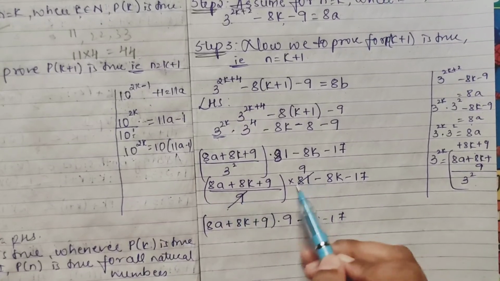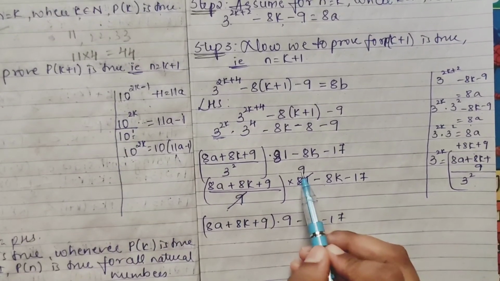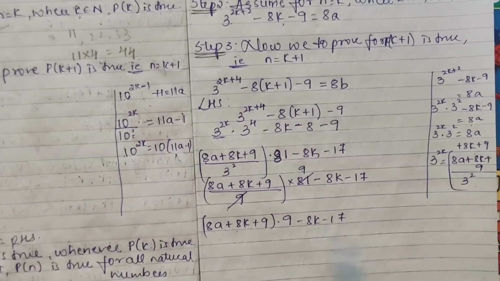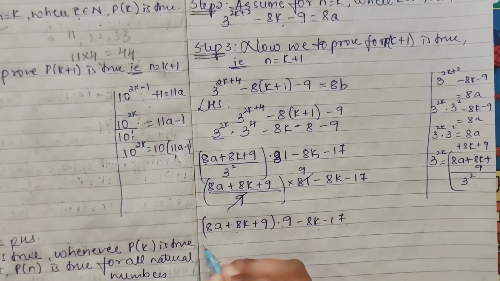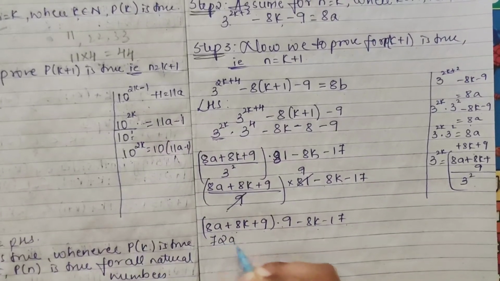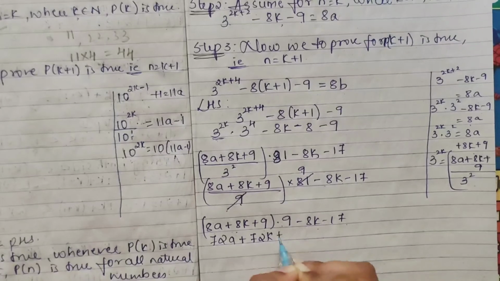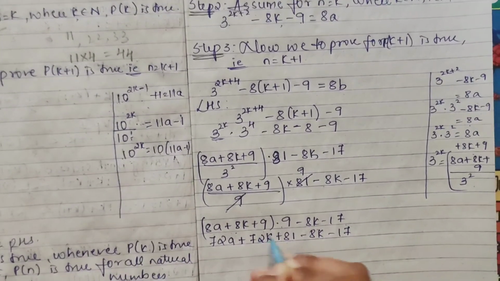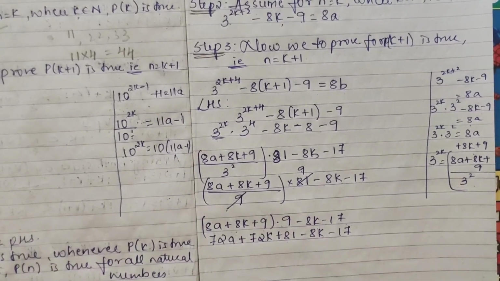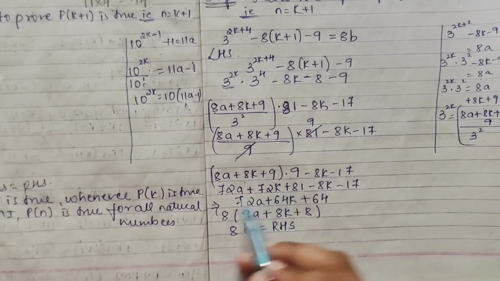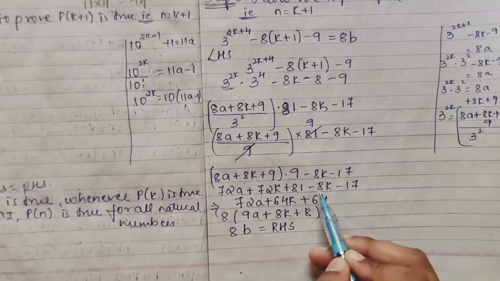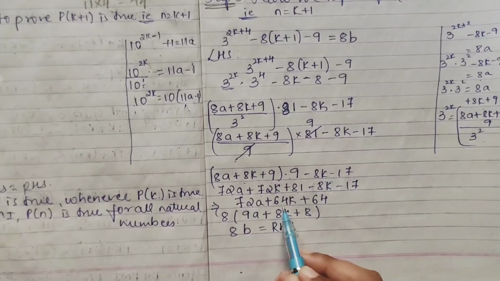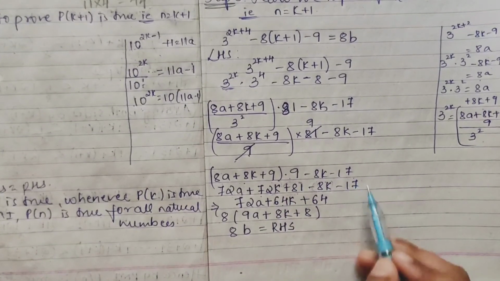See, 9 ones are 9, 9 nines are 81, right? So cancel it out and you will have here 9 multiplied by 8a plus 8k plus 9, minus 8k minus 17. Multiply 9 inside: 9 eights are 72a, plus 9 eights are 72k, plus 9 nines are 81, minus 8k minus 17. Now collect the k terms and your like terms. So we get 72a plus 72k plus 81 minus 8k minus 17. 72k minus 8k, you are getting 64k, plus 81 minus 17, you are getting 64.